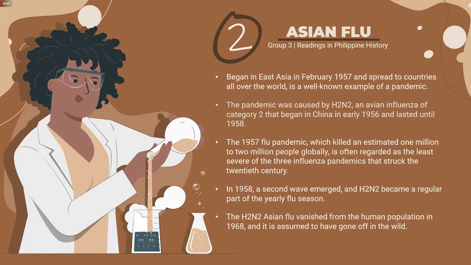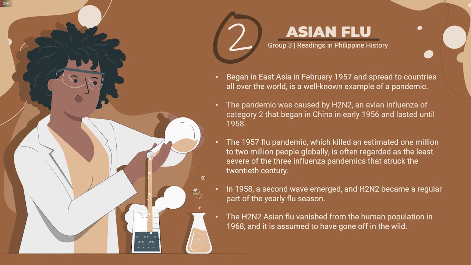The Asian flu, which began in East Asia in February 1957 and spread to countries all over the world, is a well-known example of a pandemic. The pandemic was caused by avian influenza that began in China in early 1956 and lasted until 1958. It came about as a result of a wild duck mutation mixing with a pre-existing human strain. The 1957 flu pandemic, which killed an estimated 1 million to 2 million people globally, is often regarded as the least severe of the three influenza pandemics that struck the 20th century.